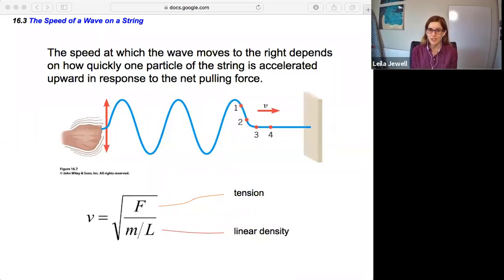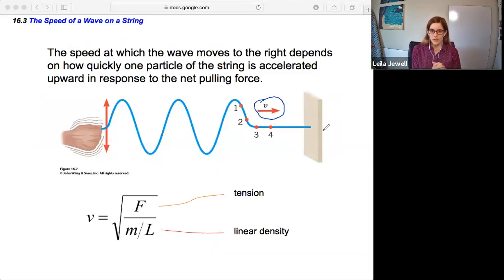Section 16.3, the speed of a wave on a string. So the speed at which the wave moves to the right, which is shown here with this v, depends on how quickly one particle of the string is accelerated upward in response to the net pulling force, right? We can see at point 1, it's gone up, point 2 is in the process of going up, 3 is about to get yanked up, and 4 doesn't even know what's coming yet, but it will soon get yanked up.